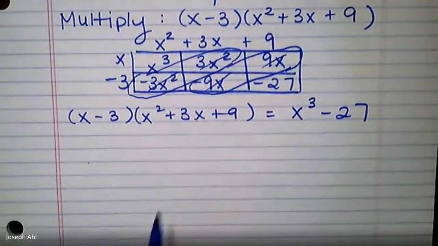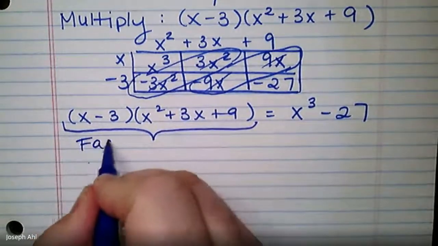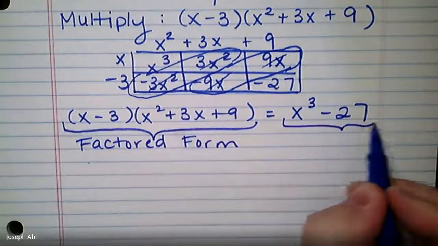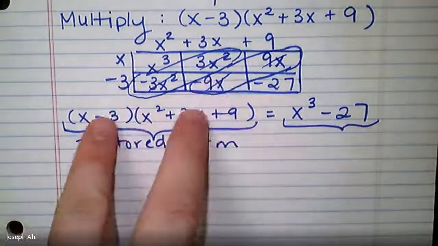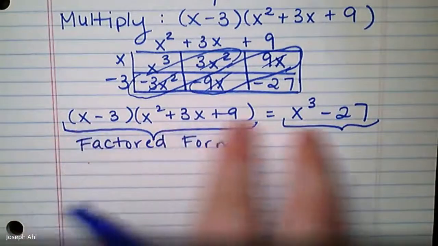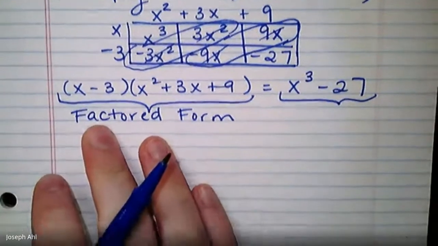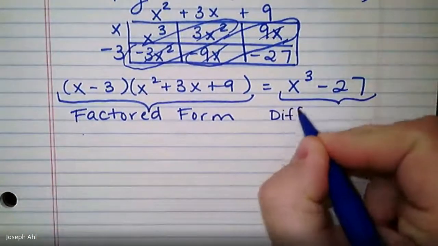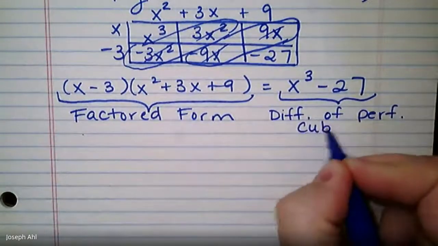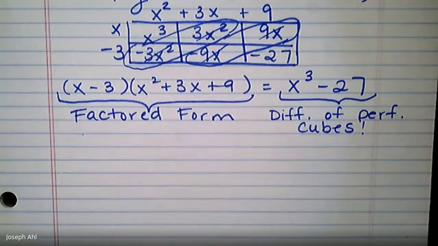Okay. So what we know is that this right here is the factored form of this expression on this side, right? When something's written as a product as opposed to two terms being subtracted, this right now is the factored form of x to the third minus 27. And if we look at x to the third minus 27, it's the difference of two terms that are both perfect cubes, right? X to the third, definitely a perfect cube, but so is 27. It's 3 times 3 times 3.